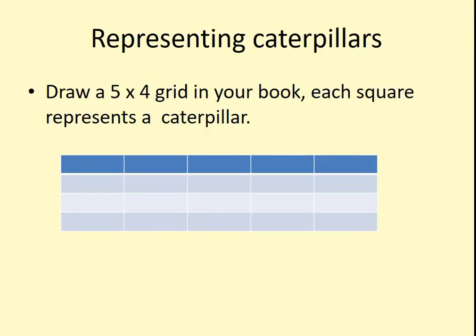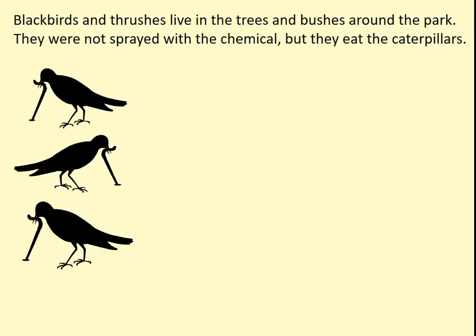Now you need to draw a grid in your box, and each one is going to represent a caterpillar. So you need 5 times 4 to give you 20 caterpillars. Lots of caterpillars out there.